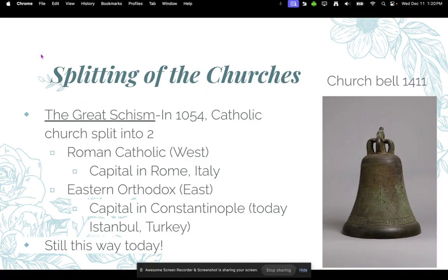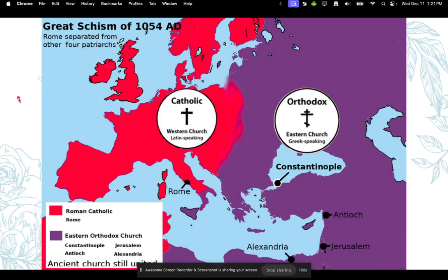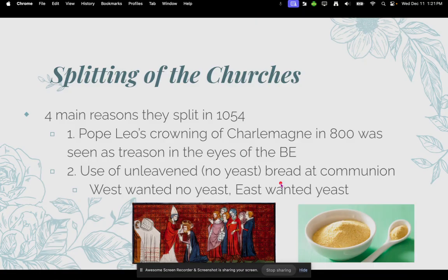In the West, you would have the Roman Catholic Church. Their capital would be in Rome, Italy. It is still there today. In the East, you have the Eastern Orthodox Church. Their capital is in Constantinople, which is today called Istanbul, Turkey, and it is still there today. So here's a map of the Great Schism. Over here in the West, we have the Catholic Church, headquartered in Rome. Over here in purple, we have the Eastern Orthodox Church with the headquarters in Constantinople.